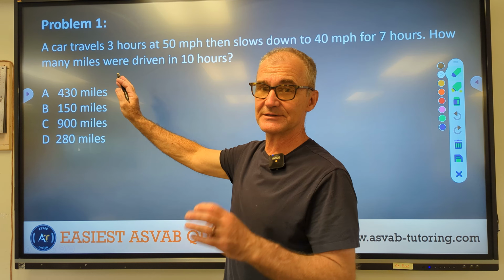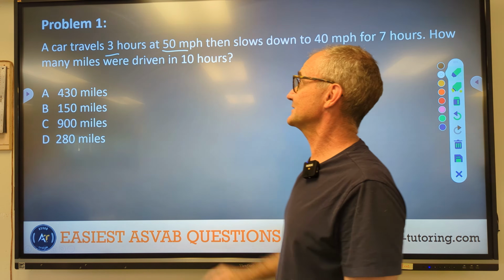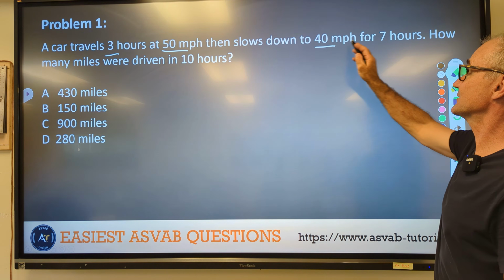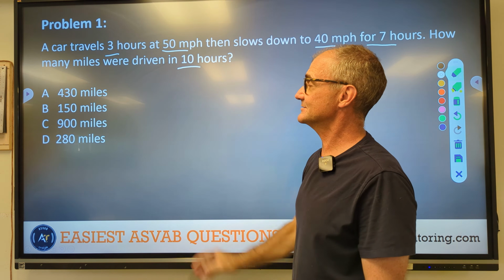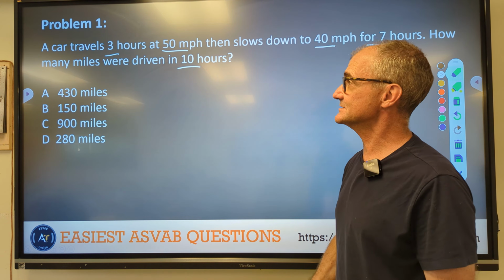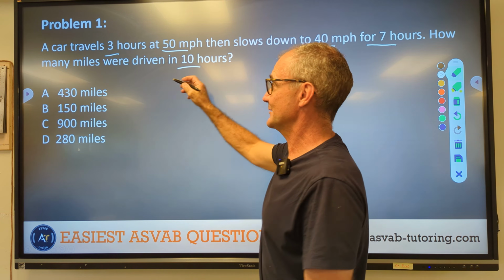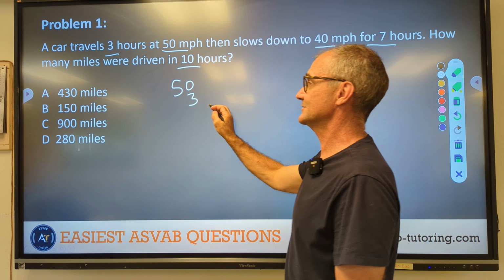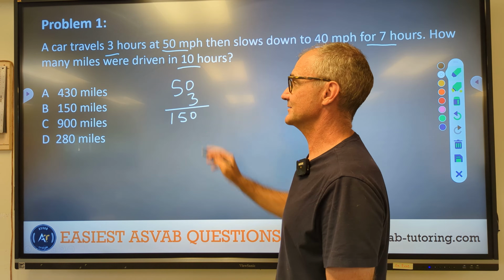Problem number 1. As I read this problem, I'm going to highlight that key point. Travels 3 hours at 50 miles per hour. Then slows down and goes 40 miles per hour for 7 hours. How many miles were driven in 10 hours? I look down here, all my answers are in miles, so there are no unit conversions. So if you do 50 miles in an hour, how many are you going to do in 3 hours? You're going to take that 50 miles per hour, multiply it by 3 to get 150 total miles.